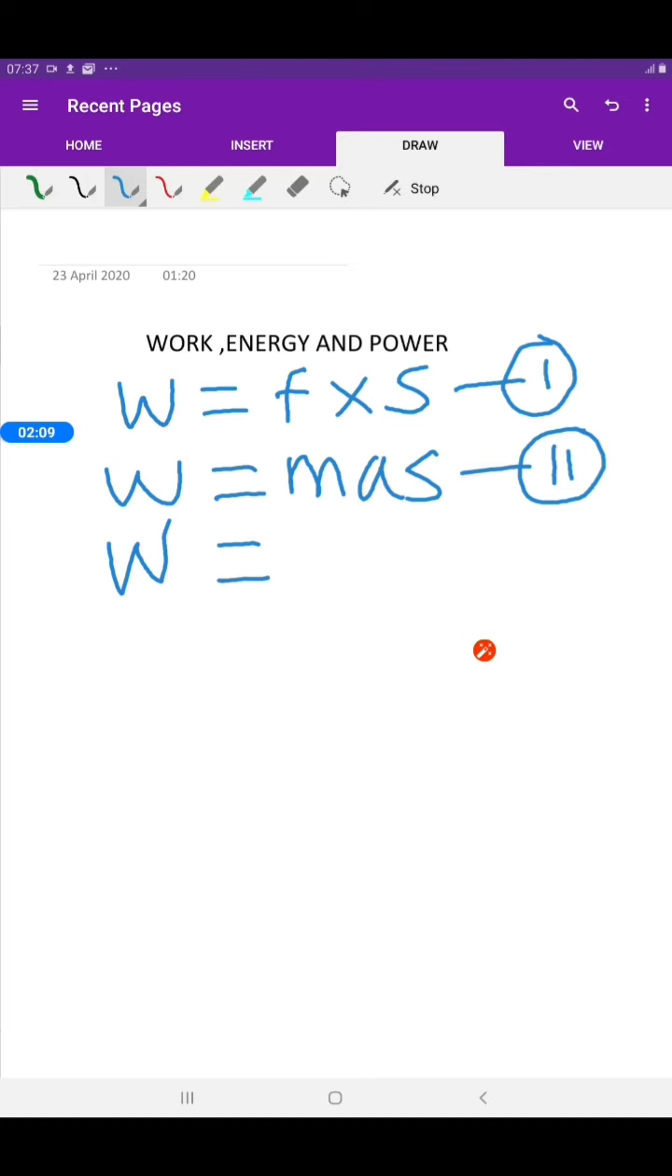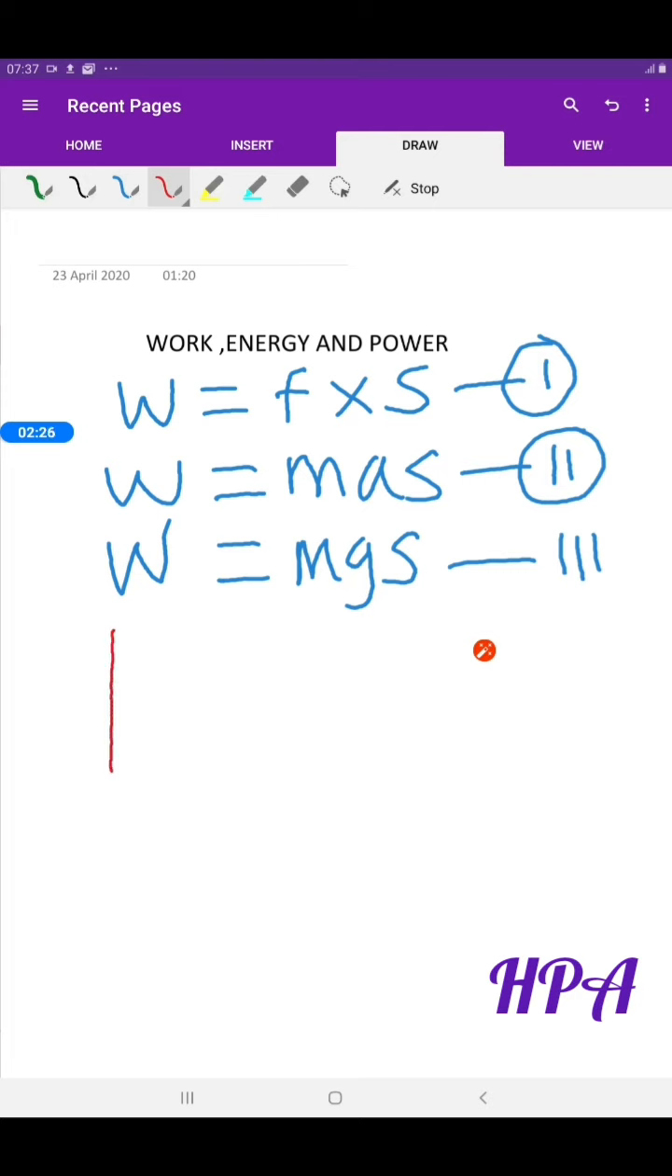if we are given weight, because force and weight, they are related. Sometimes when you are given acceleration due to gravity, we can also use this. That is equation 3. Now sometimes work can be done on an inclined plane or on a plane this way.